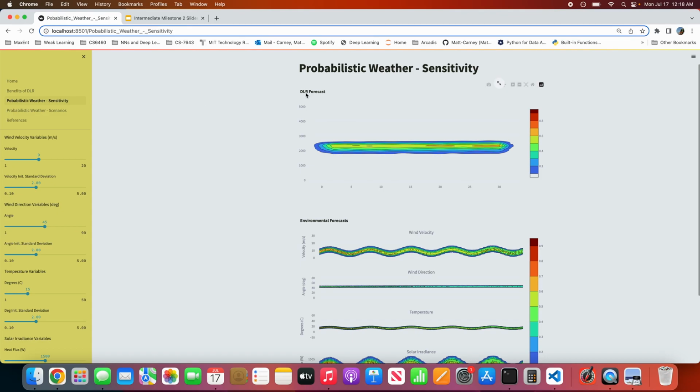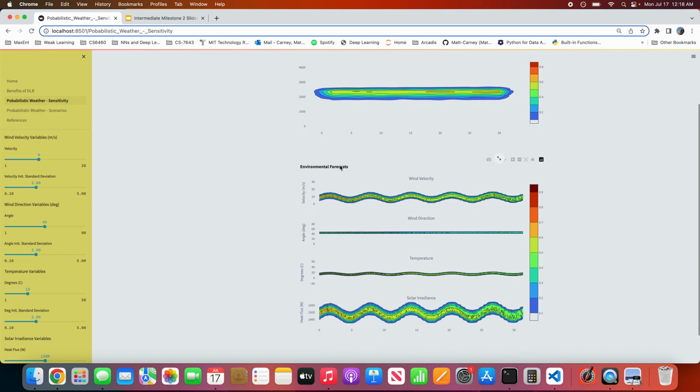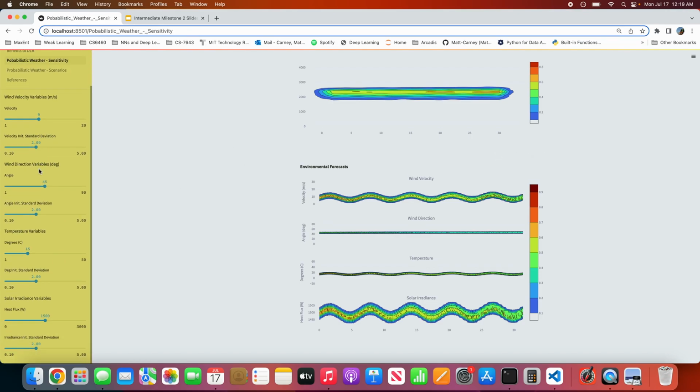So up top we have the dynamic line rating forecast, and then down here we have the different environmental forecasts. As you can see, there's a gradient color scale that goes from blue to red, showing you the certainty, or the likelihood, the probability of that value. And then on the left side are the different variables for each of the environmental forecasts.